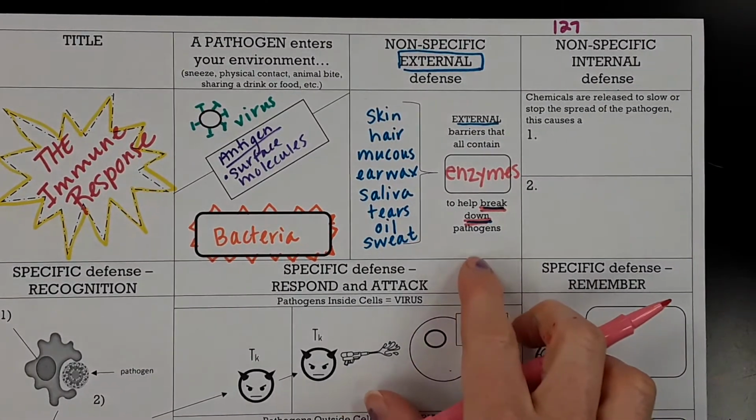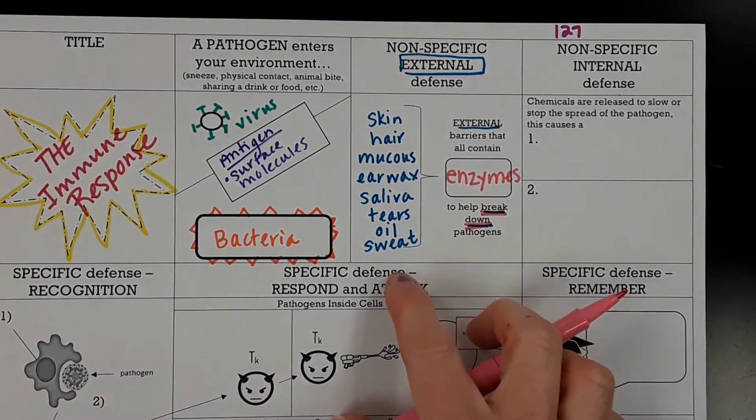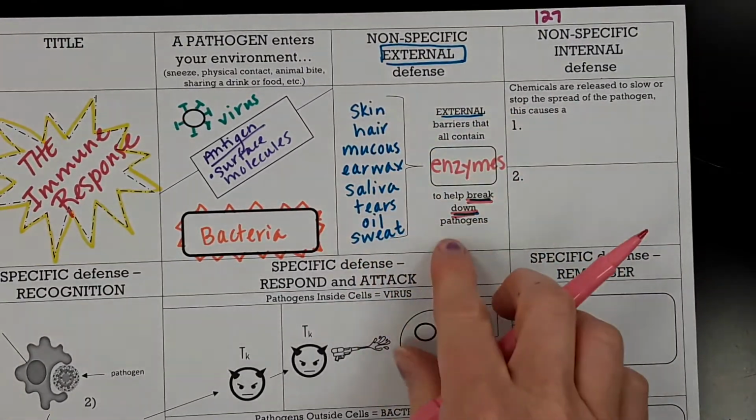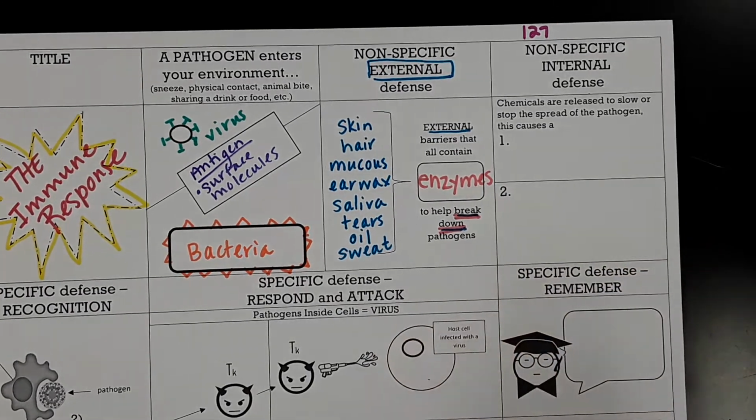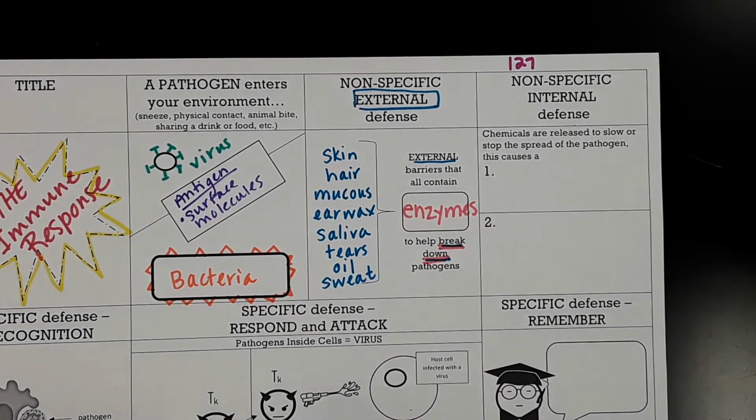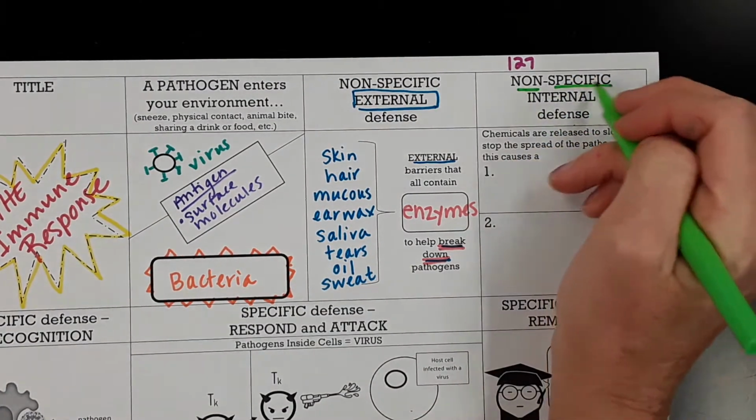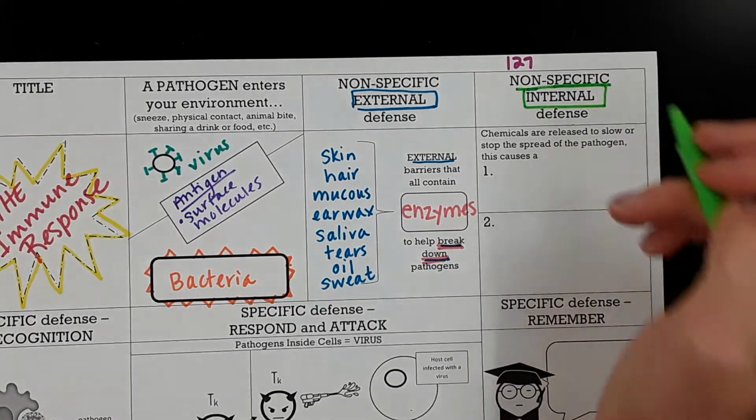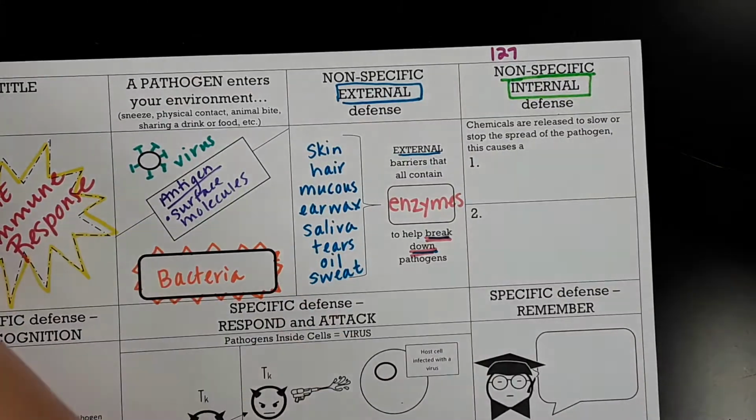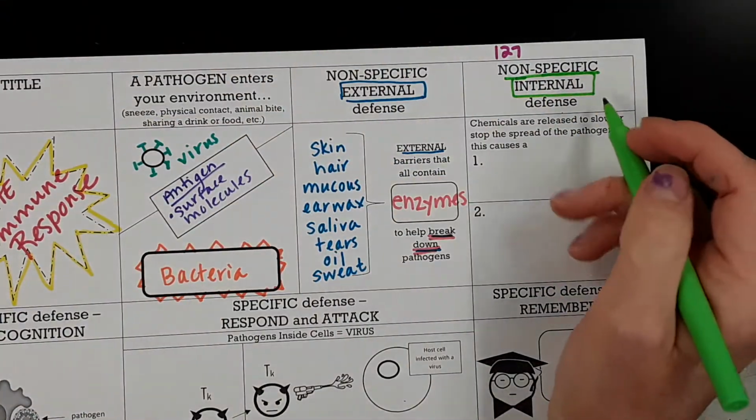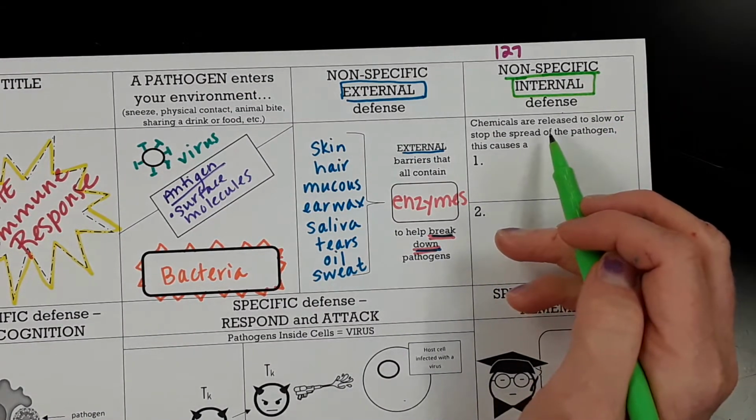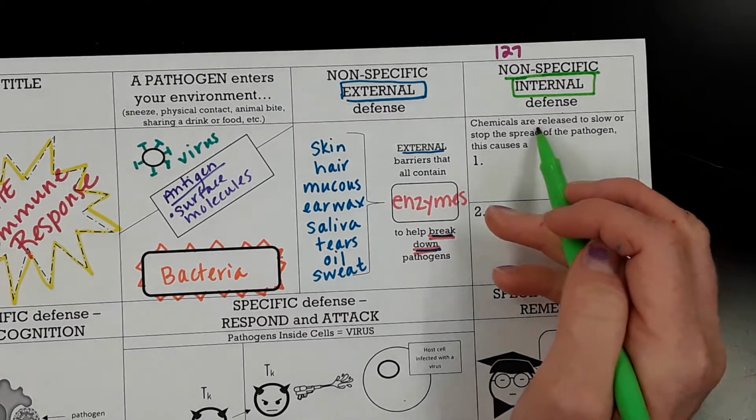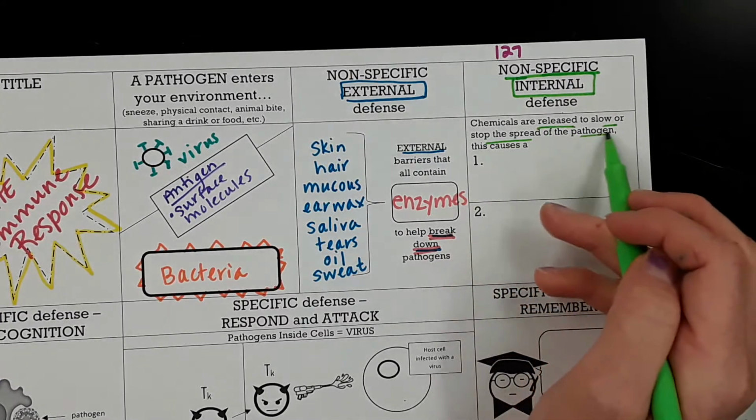All right. Now, most of the time when we come into contact with a pathogen, these things right here take care of it. But every once in a while, it's going to get into our bodies. So the next part of our defense is going to be non-specific, so it still doesn't matter what pathogen it is, but it is going to be internal instead of external. With our internal defense, which is inside our body, certain chemicals, when a pathogen has been discovered, are going to be released to slow down or stop the spread of the pathogen.